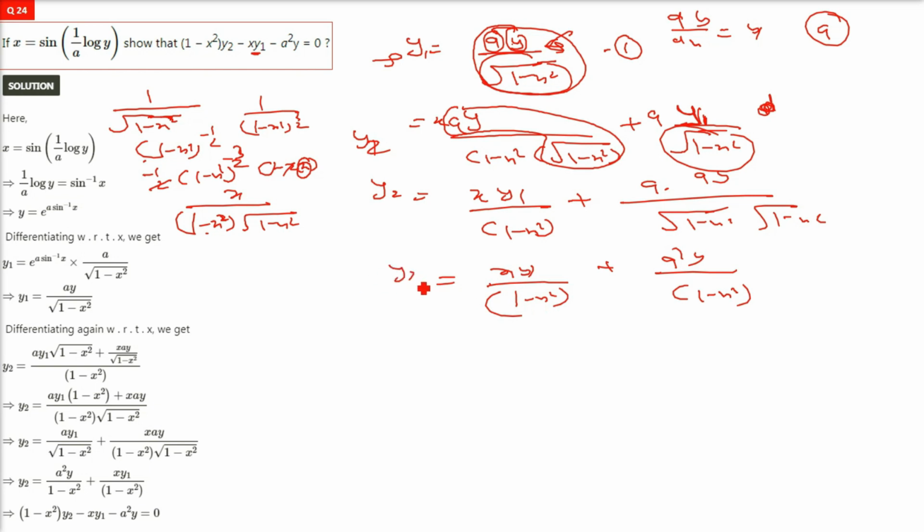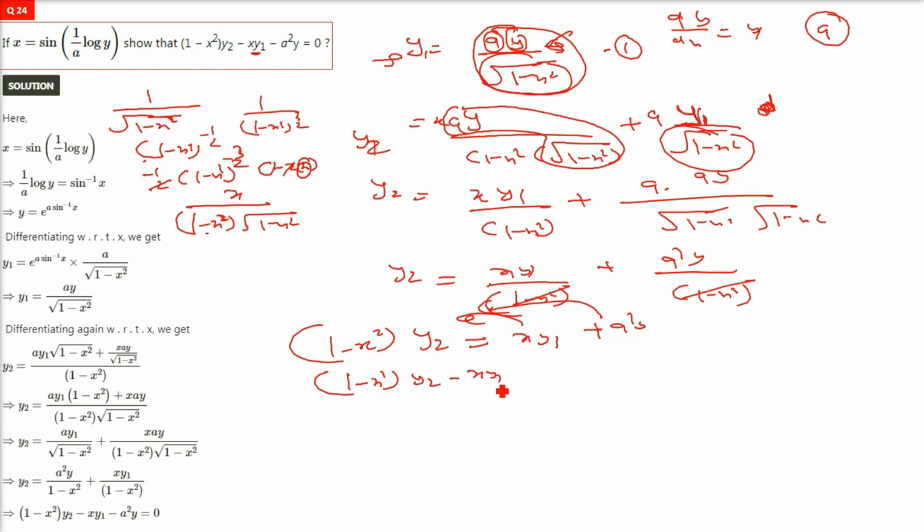Here we have x y1 by 1 minus x square. So you have 1 minus x square multiplied on the left hand side, or all members you can multiply by 1 minus x square. So you are left with x y1, and then we have plus a square y. Now bring everything on the left hand side. So you have 1 minus x square into y2 minus x y1 minus a square y equals 0. This is your final equation.